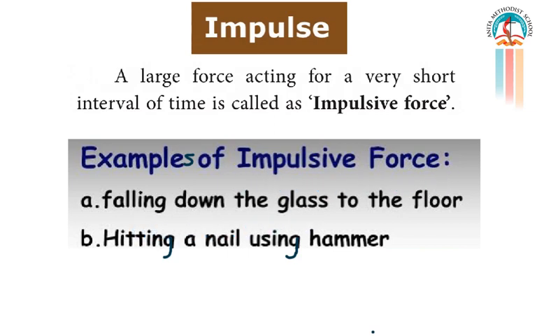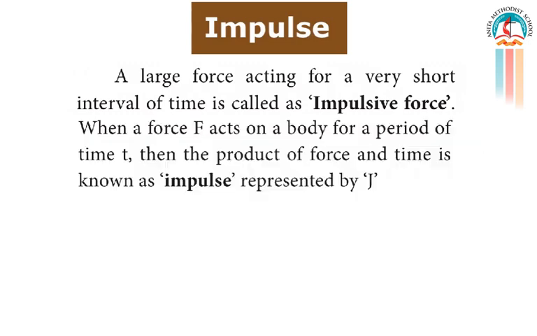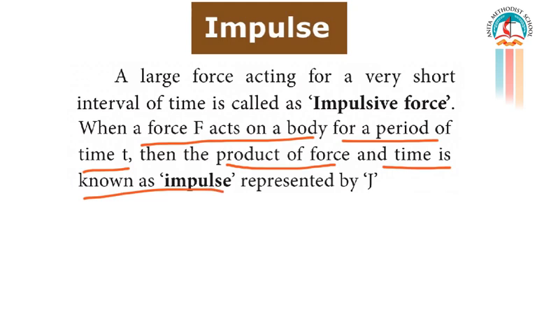Falling down of a glass to the floor. Hitting a nail using a hammer. When a force acts on a body for a period of time, then the product of force and time is known as impulse. An impulse is represented by the letter J. So J is equal to force into time.